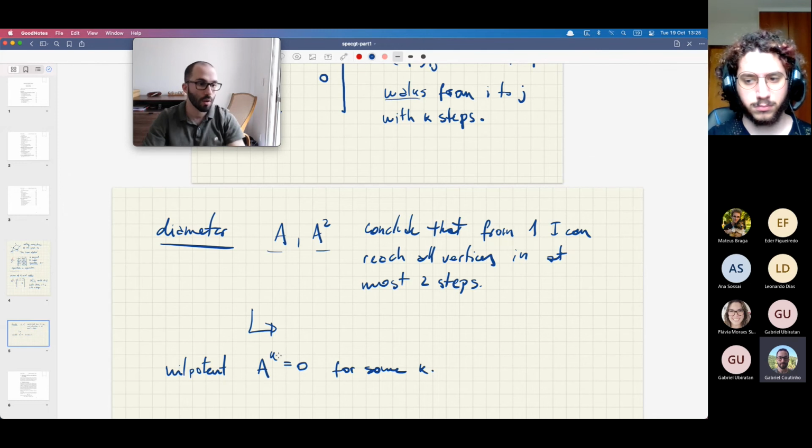So there will always be a number of walks. Exactly, very good, Eder. I'm counting walks. I can repeat vertices and edges. So there will always be walks of length k in the graph. Simply keep moving back and forth, k times, right? So yeah, counting walks is very easy because of this property of the adjacency matrix.